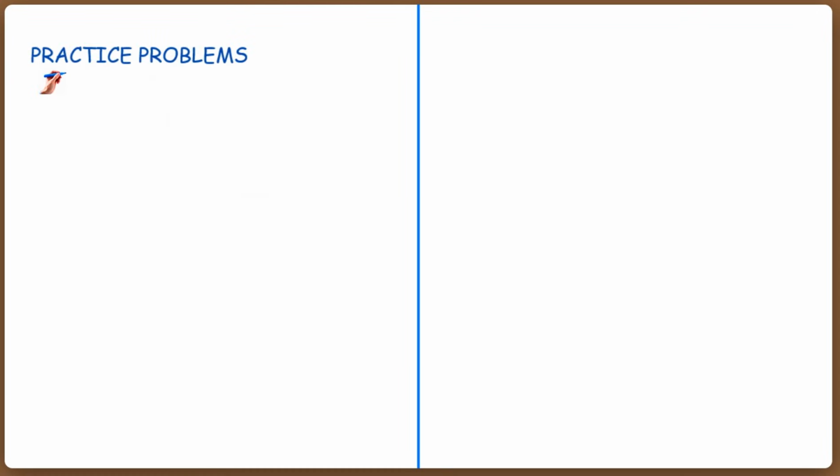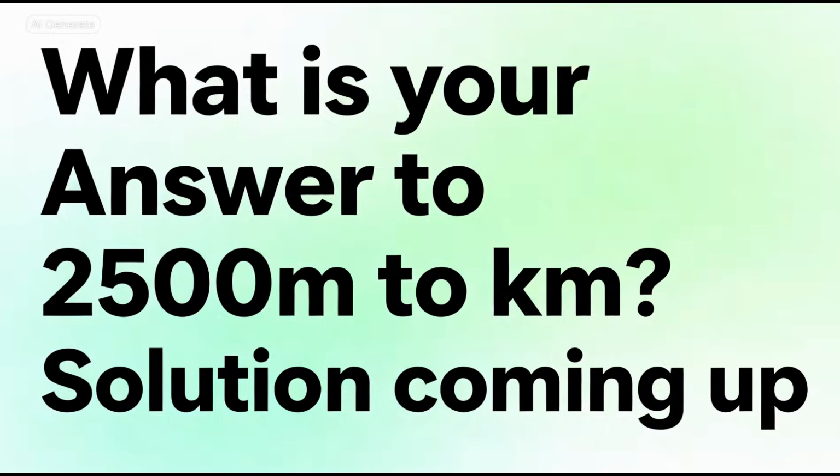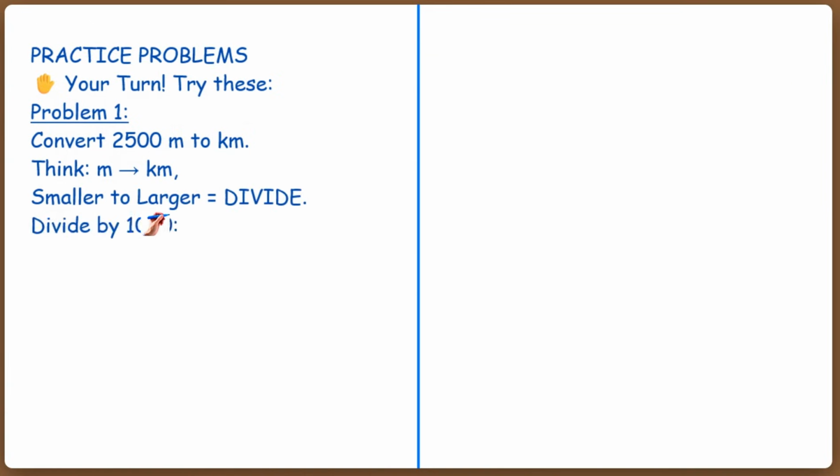Your turn. Try these. Problem 1. Convert 2,500 meters to kilometers. Think meters to kilometers. Smaller to larger means divide. Divide by 1,000. 2,500 divided by 1,000 equals 2.5. Answer: 2.5 kilometers.